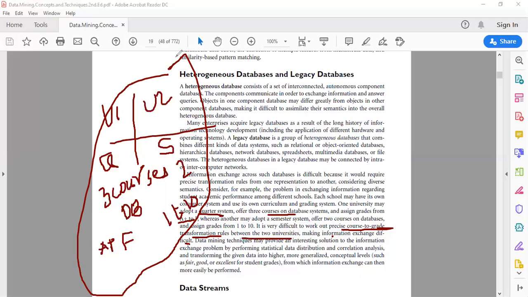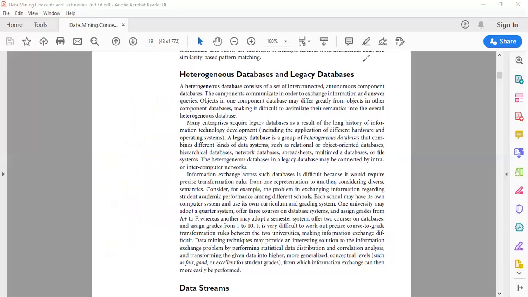Data mining techniques may provide an interesting solution to the information exchange problem. How? By performing statistical data distribution and correlation analysis on the first university data as well as on the second university data.